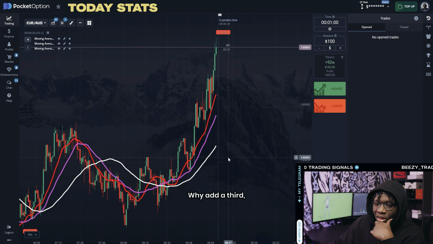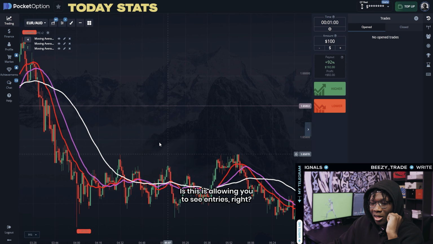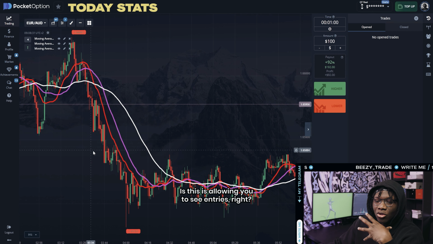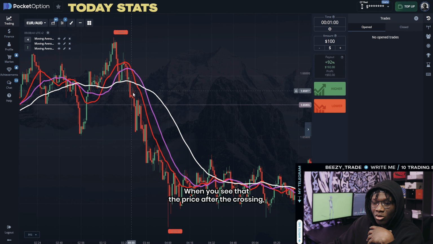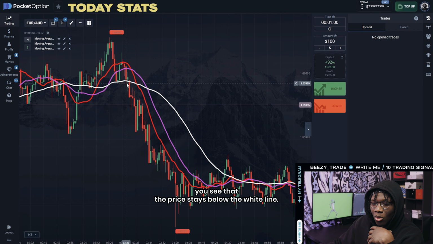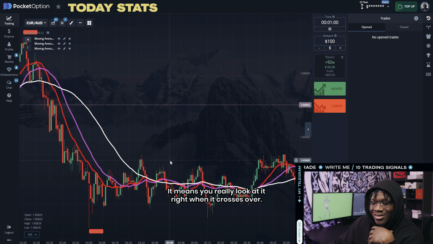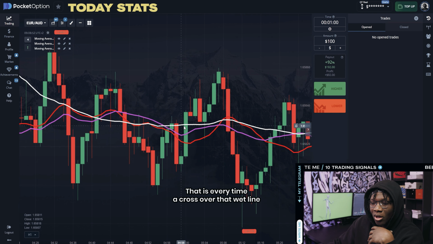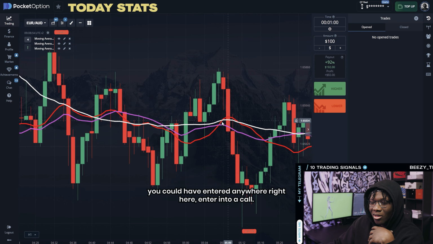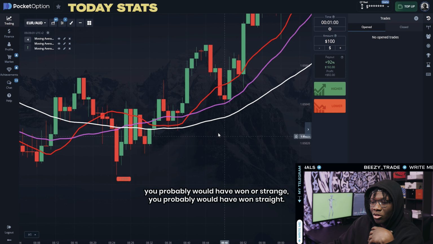Why add a third SMA? It allows you to see entries. When you see that the price, after the crossing, stays below the white line, it means you're really looking to enter calls. Every time it crosses over that white line, you could have entered anywhere right here, entered into a call, and you probably would have won those trades.